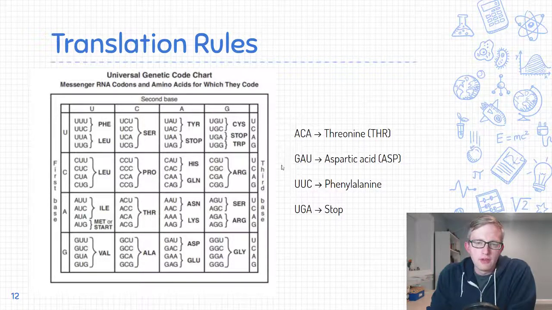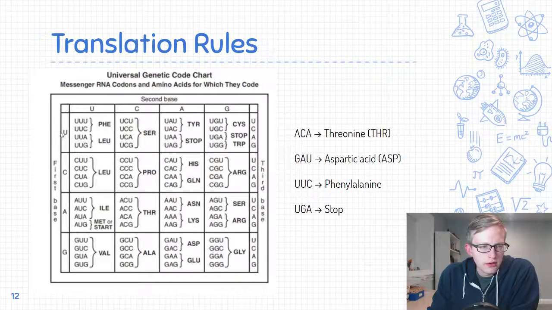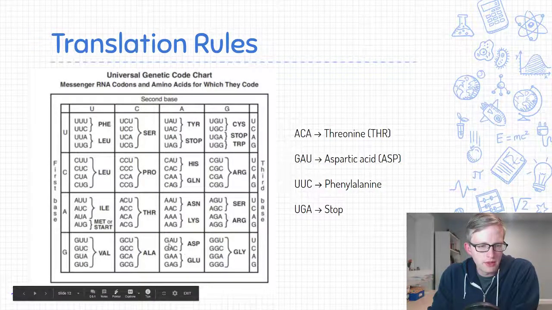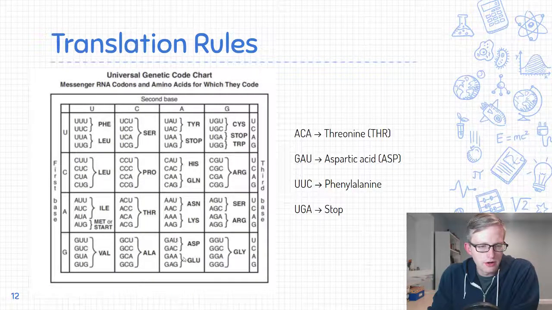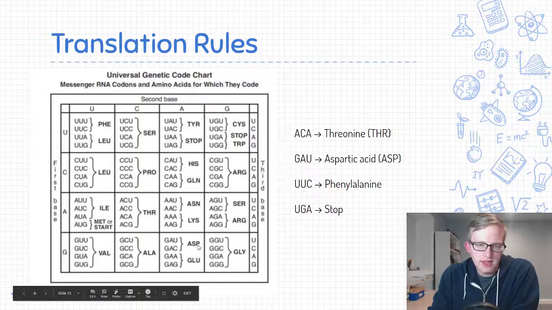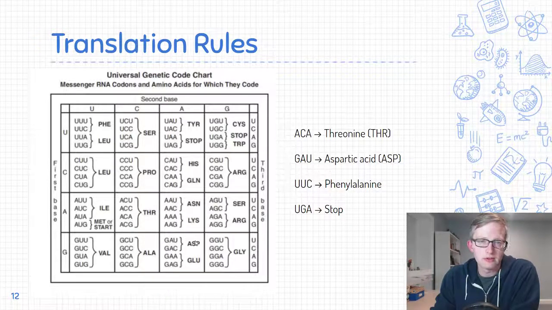threonine. If we look at these other ones, GAU, so I go first base on the left-hand side here, I go down to G, and then the second base is the third column, so I know I'm in this box, bottom row and third column, and I find GAU, and it's ASP, which is aspartic acid. Again, it doesn't matter the actual name of the amino acids. You'll never be asked to memorize those or anything like that. Just understand they are different building blocks of proteins. The third one, UUC. So U is the first row, U is the first column, and there it is, UUC, and that's phenylalanine.